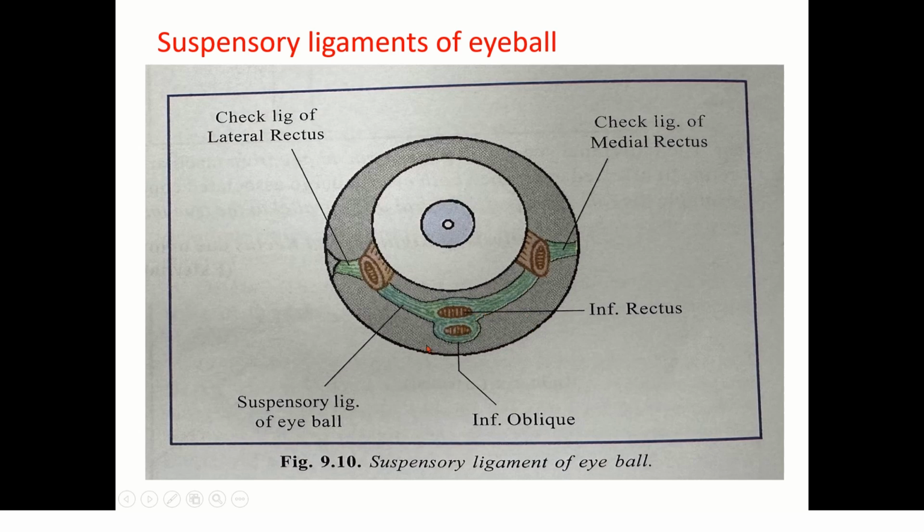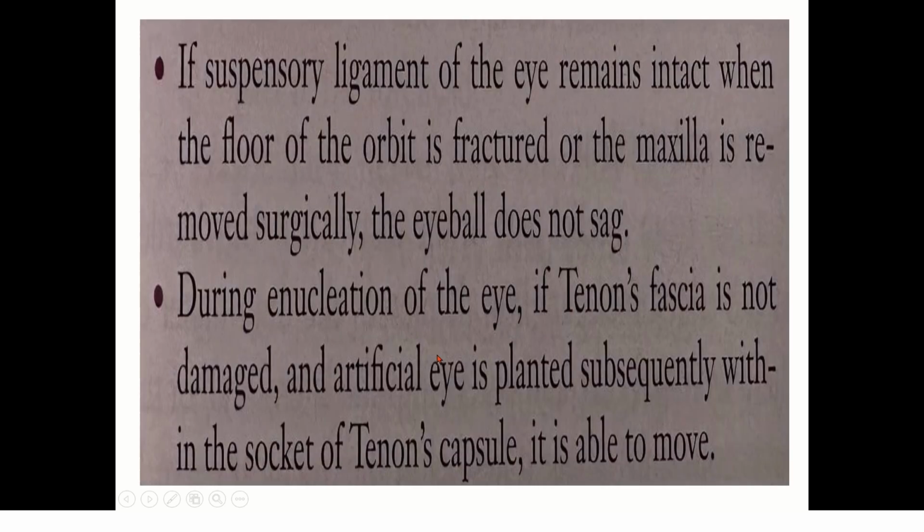Whenever there is damage to the maxilla, there will be no herniation of the eyeball below, because if this ligament is intact, it will support the eyeball. That's why it's called the suspensory ligament of the eyeball. If the suspensory ligament of the eye remains intact when the floor of the orbit is fractured or the maxilla is removed surgically, the eyeball does not sag. During enucleation of the eye, if Tenon's fascia is not damaged and an artificial eye is planted subsequently within the socket of Tenon's capsule, it is able to move.